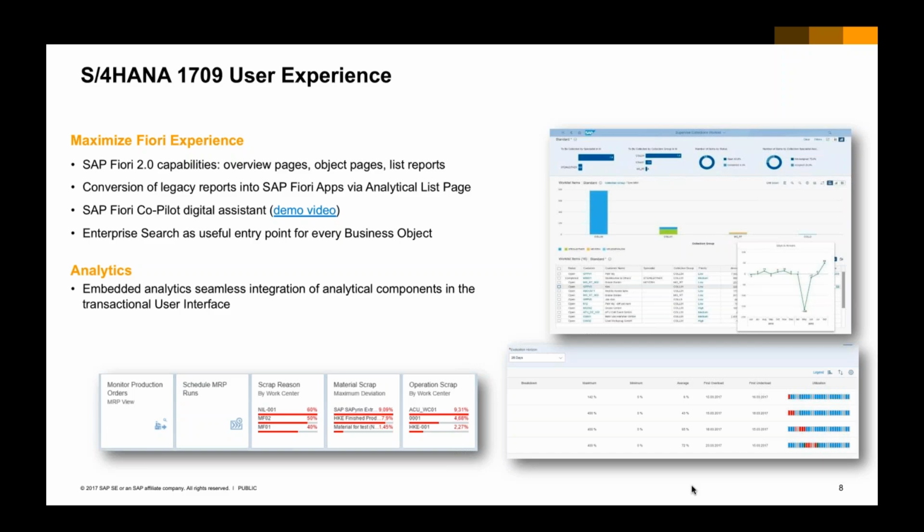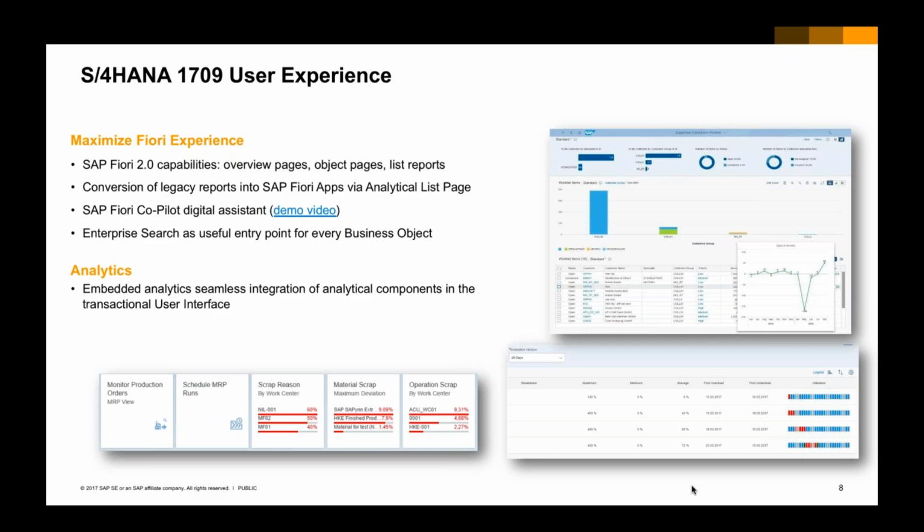But the 1709 version of S/4HANA on premise. The cloud version, again, is updated every quarter. The on-premise version of S/4HANA is updated once a year, a major update once a year. And that last major update was in the year 2017 and in the 9th month, which is September. And so there you get the 1709. So you can tell that that was the September 2017 update.